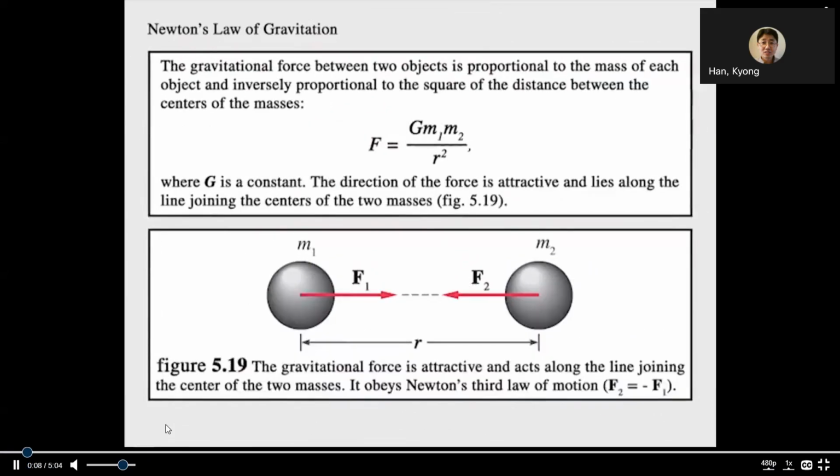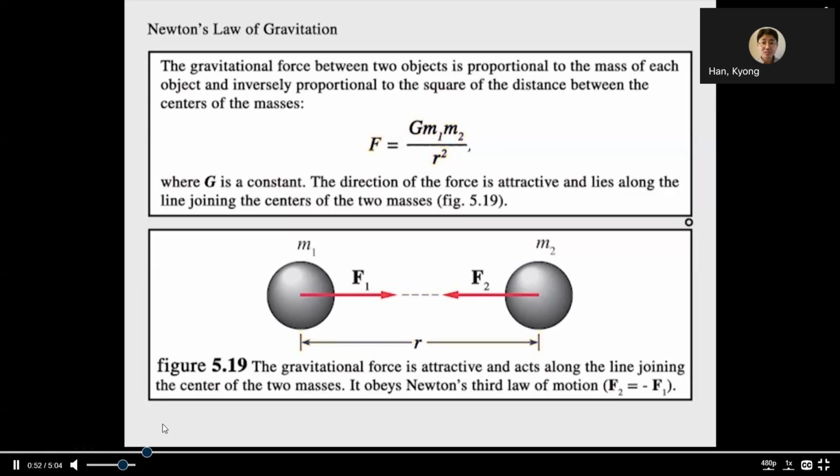Newton's law of gravitation states that the gravitational force between two objects is proportional to the mass of each object and inversely proportional to the square of the distance between them, where G is a constant. And the direction of the force is attractive, always, and lies along the line joining the center of the two masses. Let's translate. If either of the masses increases, the force will increase, since force is directly proportional to the product of the masses. If the distance between them increases, the force will decrease, since force is inversely proportional to the square of the distance.